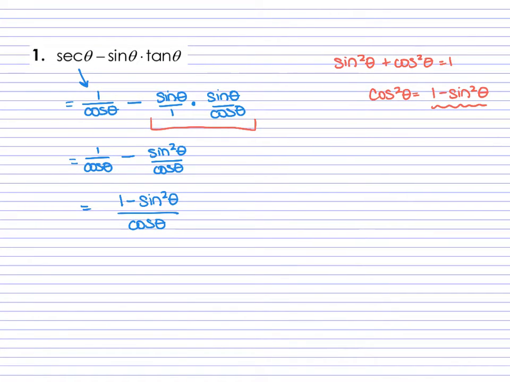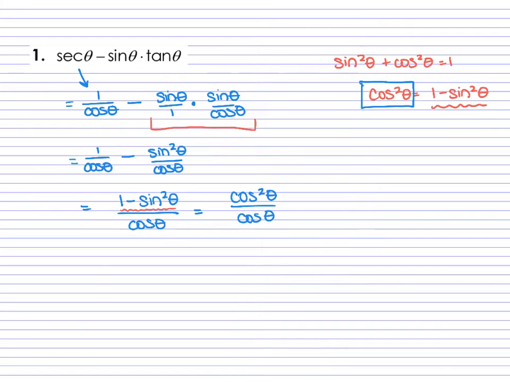So here's 1 minus sine squared theta, which is what we have in this fraction. To try to simplify this further, instead of saying 1 minus sine squared theta, I can substitute in cosine squared theta because they mean the same thing. They're equal to the same thing. So now this is cosine squared theta over cosine of theta.